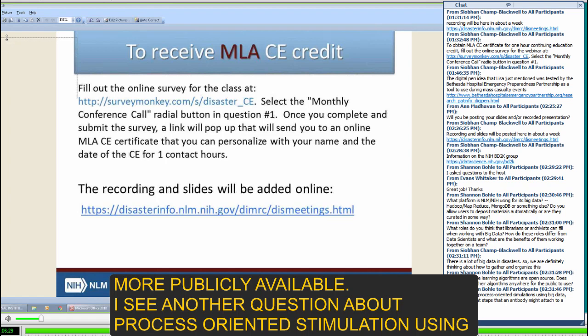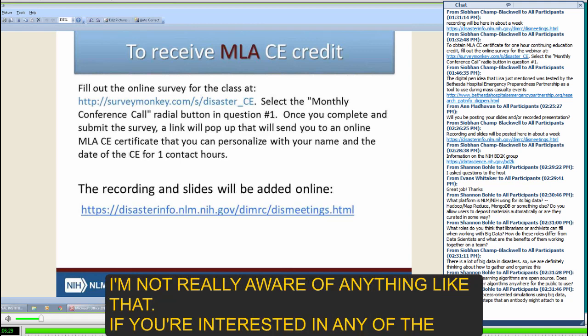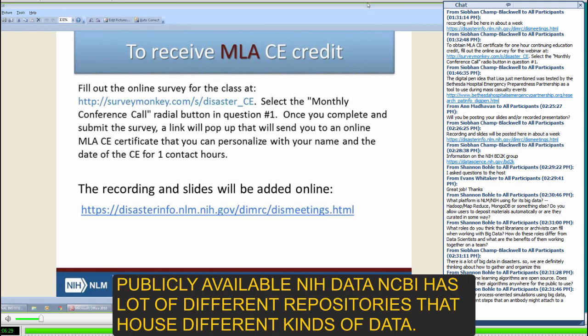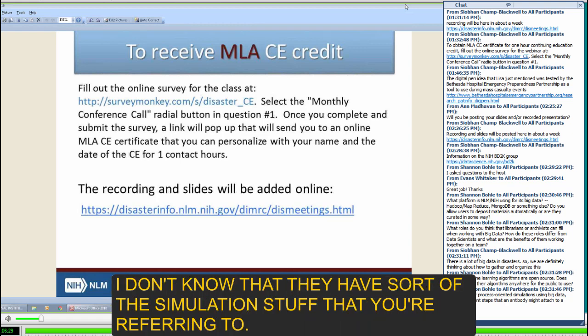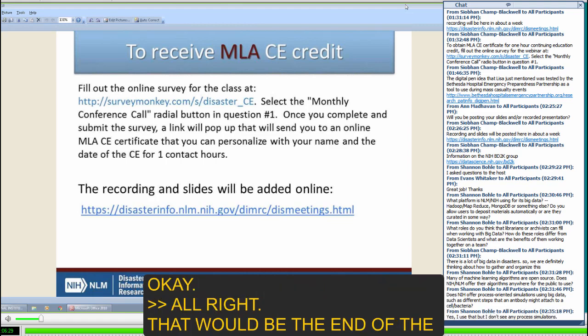And then I see there's another question about process-oriented simulations using big data, such as different steps that an antibody might attach to a cell or bacteria. I'm not really aware of anything like that. If you're interested in any of the publicly available NIH data, NCBI has a lot of different data repositories that house different kinds of data. I don't know that they have the simulation kind of stuff that you're referring to, but they definitely have data relevant to that. So I think that's all the questions.